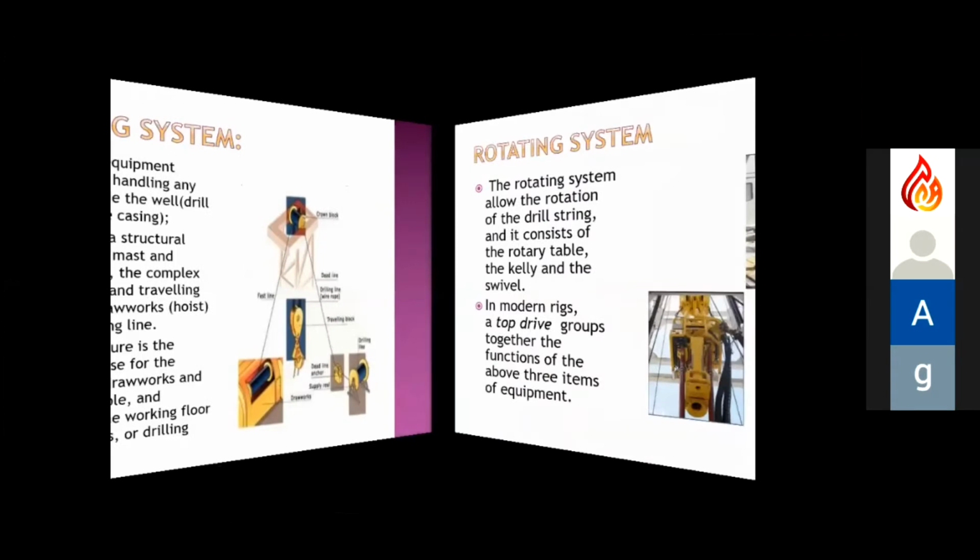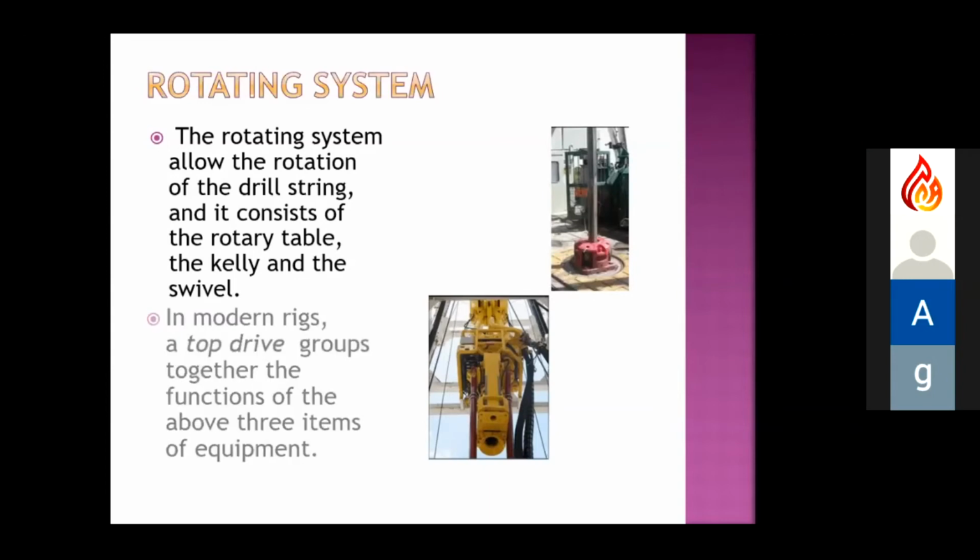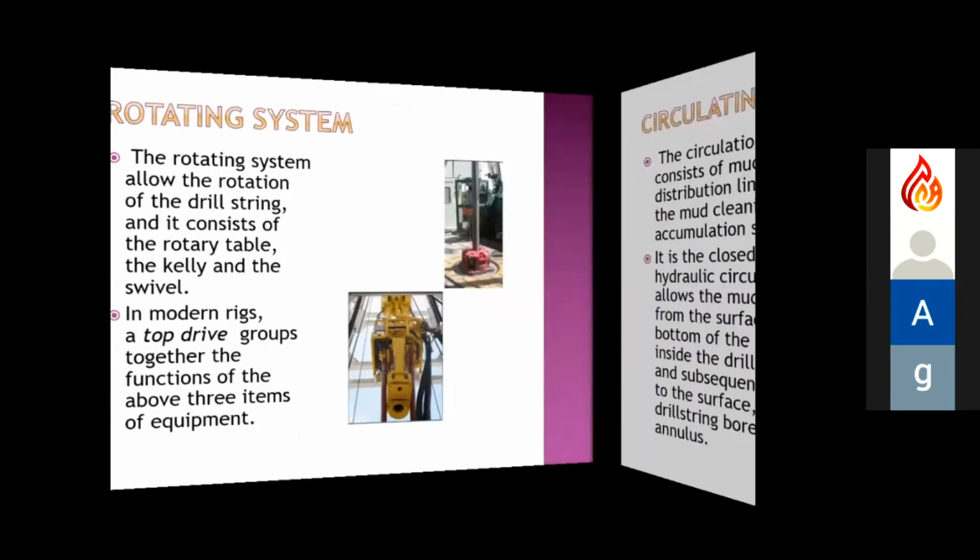In the rotating system, we have a rotary table and a swivel. This is in all rigs. In modern rigs now, we have top drive groups. This is three in one. It's a TDS. Instead of Kelly and swivel, it does the same action for both of them. It's rotating.